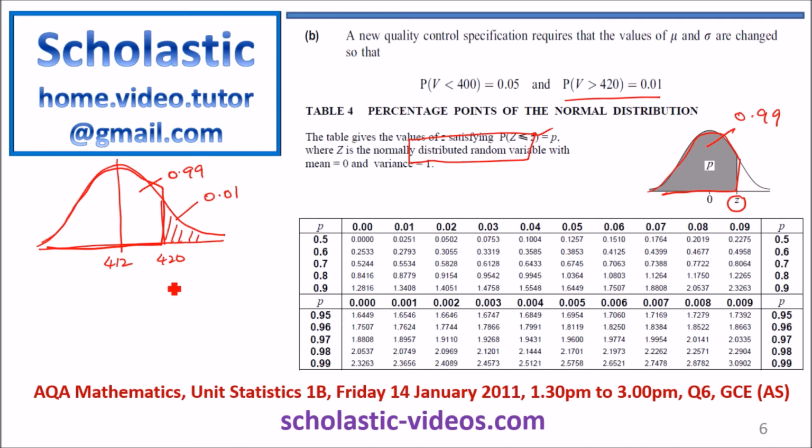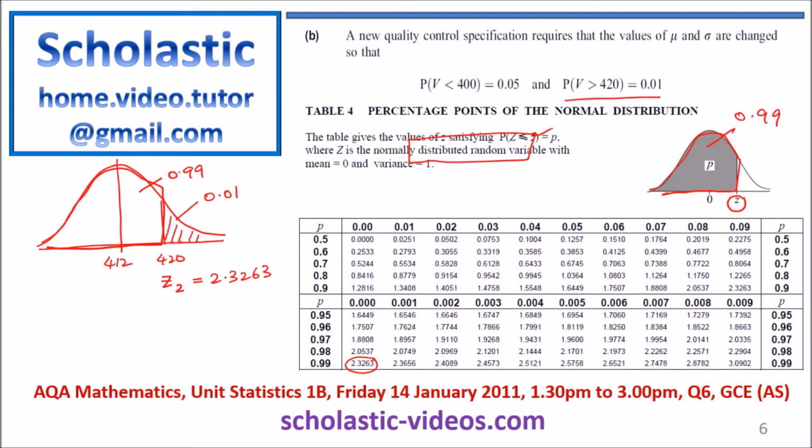So we need to find out the value of Z, say Z2, in this particular case. So 0.99 is here, so this is the area, 0.9900. If it is 0.991, you go to the next one. So Z2 can be found. Z2 is equal to 2.3263. So we found Z2.